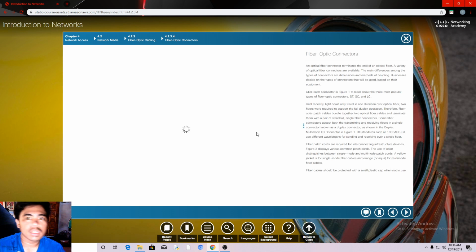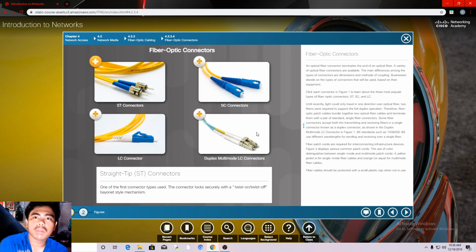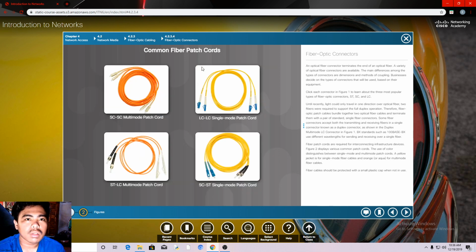After the fiber optic cables, we have the fiber optic connectors, classified as the ST connectors, LC connectors, SC connectors, and the duplex multimode connectors. Straight tip or the ST connector is one of the first connector types used. Then the common fiber patch cords are the SC multimode patch cord, ST-LC multimode patch cord, and LC-LC single-mode patch cord.